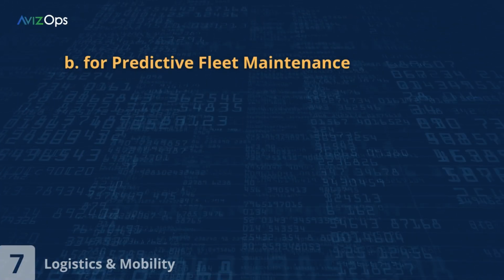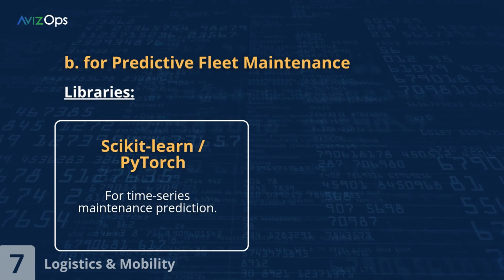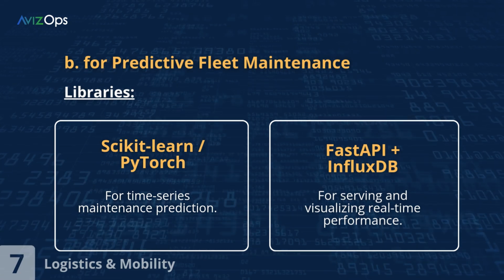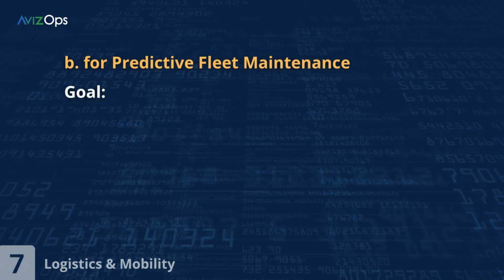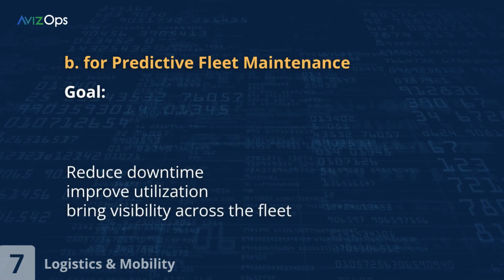For predictive fleet maintenance, libraries like Scikit-learn, PyTorch, for time series maintenance prediction. FastAPI plus InfluxDB, for serving and visualizing real-time performance. Goal: reduce downtime, improve utilization, and bring visibility across the fleet.